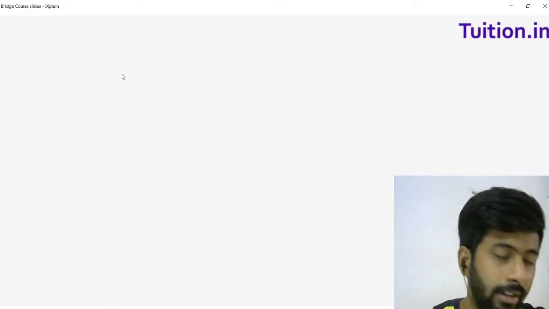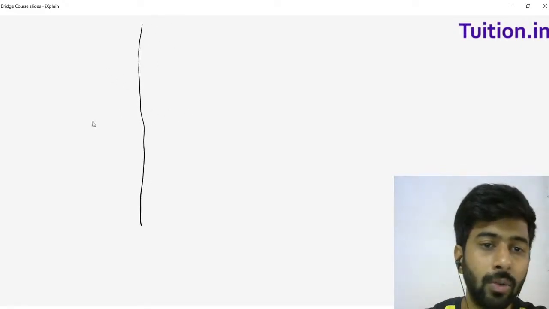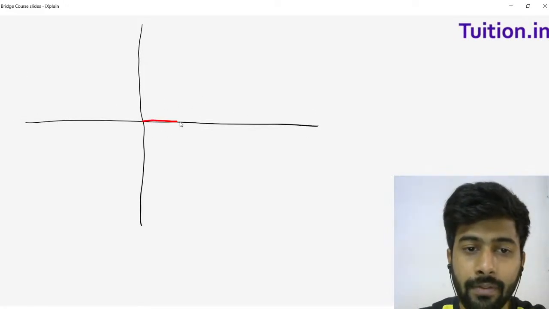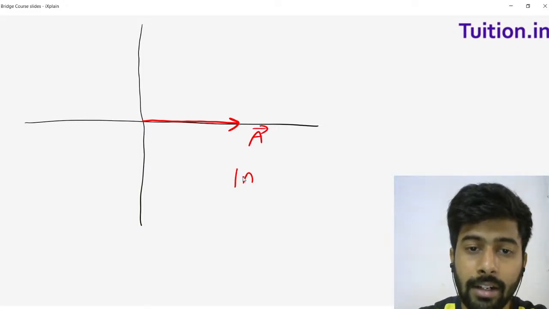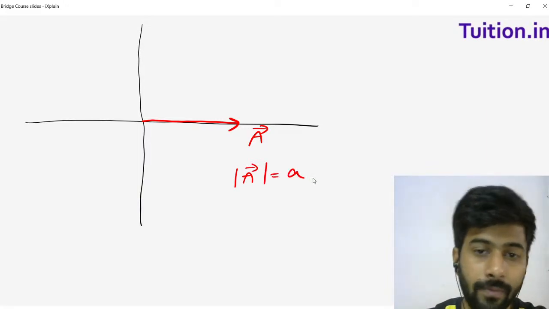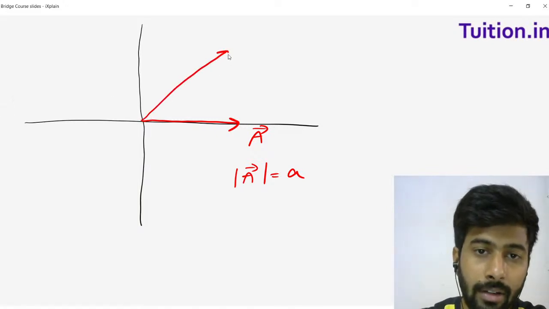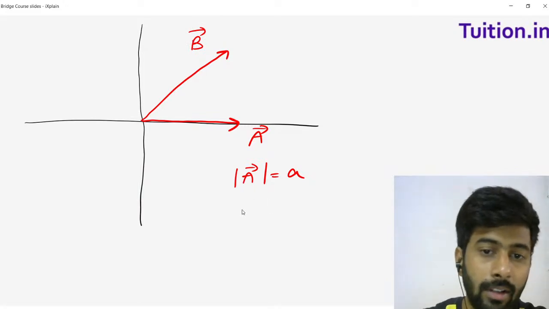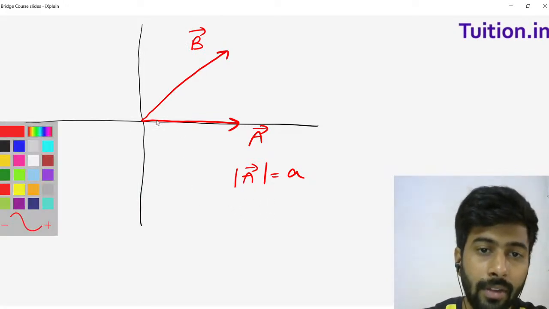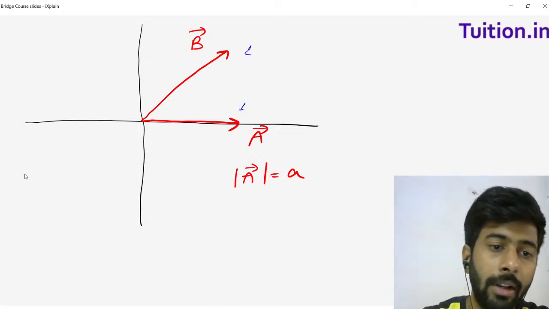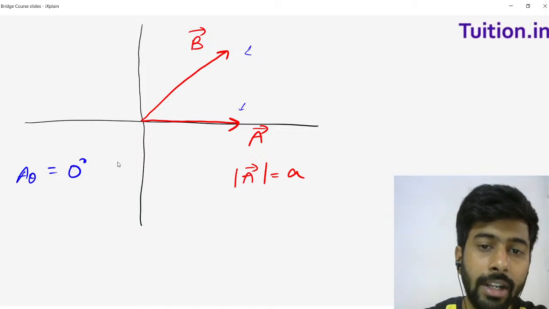Any vector can be represented using two things, magnitude and direction. Let's say I have vector A. I know its magnitude. Let's say the magnitude of A bar is A, small a. Let's say I have another vector B. Its direction is known to me because of this angle. I know the directions of both because the theta for A is 0 degrees since it's pointing towards east, and the theta for B is, let's say, theta.